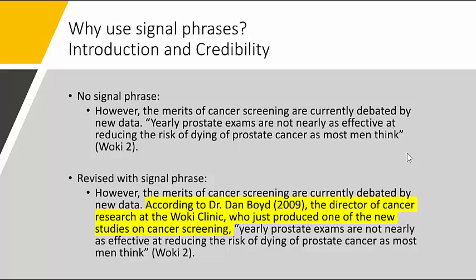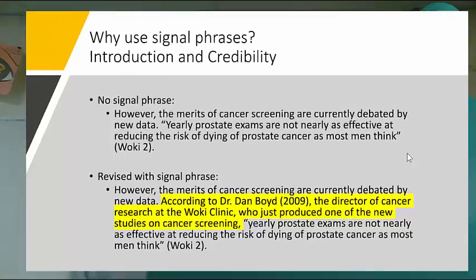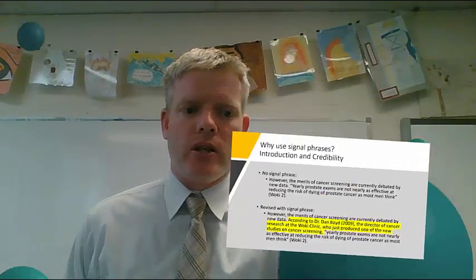However, if you see the highlighted signal phrase, and that whole thing is the signal phrase: according to Dan Boyd, the director of cancer research at the clinic, who just produced one of the new studies on cancer screening, yearly prostate exams are not nearly as effective, and so on. Right? So the signal phrase should give us context. It should tell us why we're using this quote. It indicates some sort of lead-in that is why we're using it.